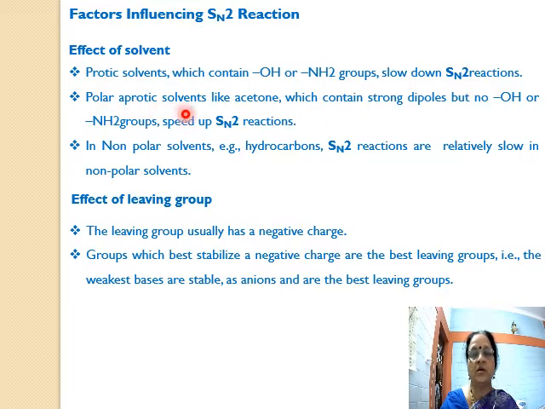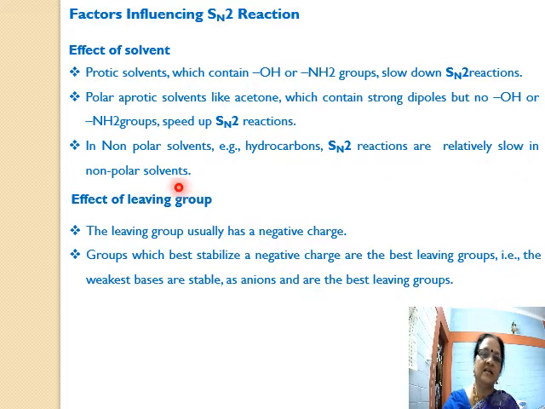Polar aprotic solvents such as acetone, okay, it's polar aprotic solvents. There is no hydrogen. Any species that can give off hydrogen, you call it a protic solvent. So polar aprotic solvents, which contain strong dipoles but no OH or NH2 group, speed up the SN2 reaction. The non-polar solvents like hydrocarbons, benzene, toluene, etc., the SN2 reactions are relatively slow in non-polar solvents.